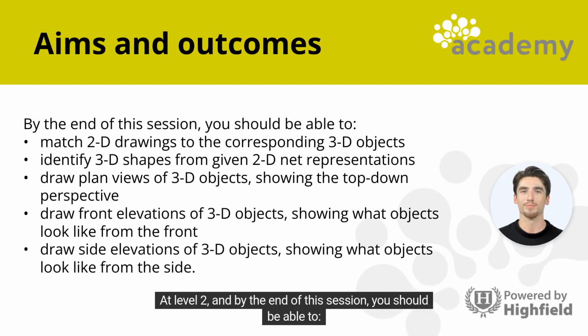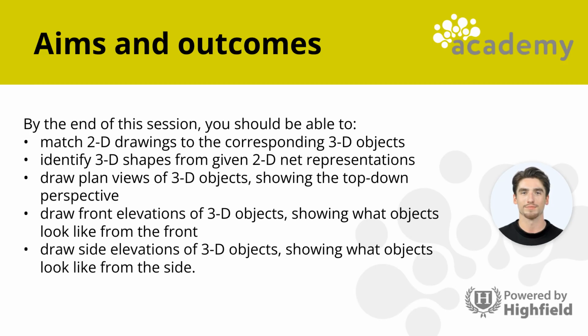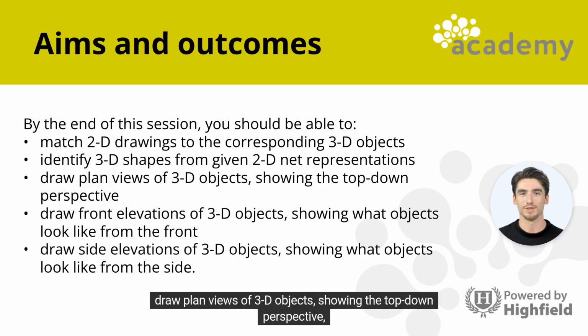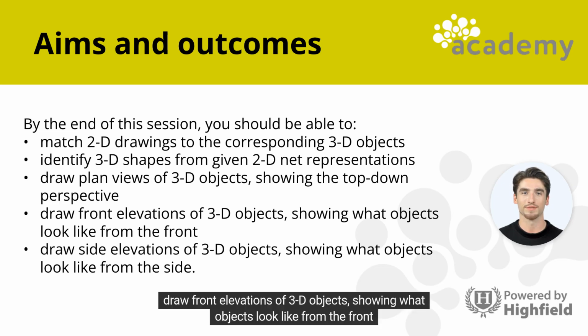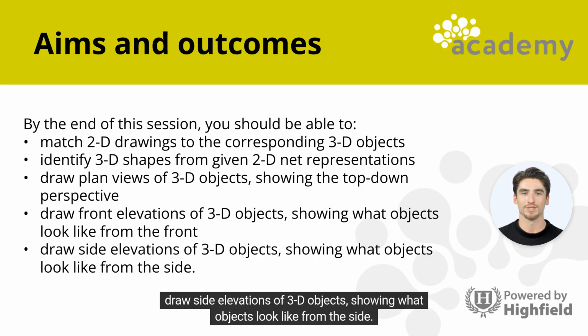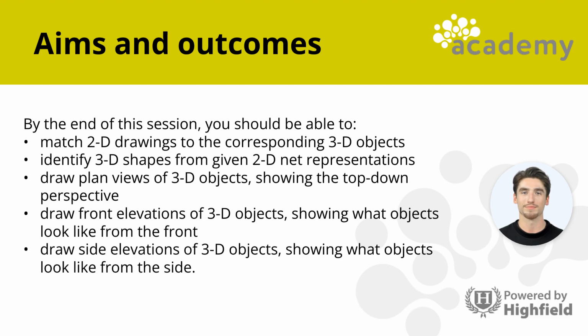At Level 2, and by the end of this session, you should be able to match 2D drawings to the corresponding 3D objects. For example, matching a net to its 3D shape. Identify 3D shapes from given 2D net representations. Draw plan views of 3D objects, showing the top-down perspective. Draw front elevations of 3D objects, showing what objects look like from the front. And draw side elevations of 3D objects, showing what objects look like from the side.